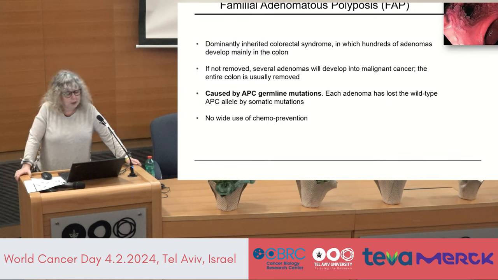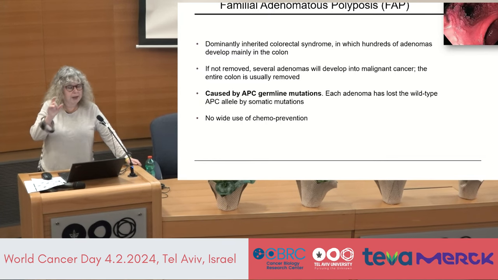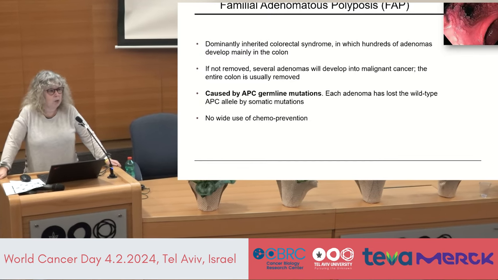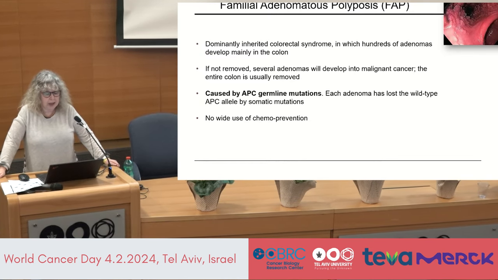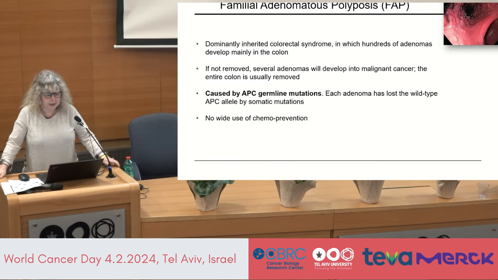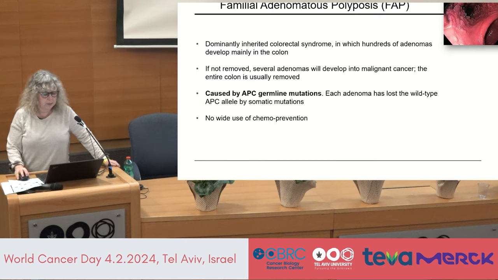Now, FAP is caused by APC germline mutations. So in each adenoma of the affected individual, we will have lost one allele due to a germline mutation, and the other due to a somatic mutation. So even in the smallest lesion, we see complete loss of APC function. And there's really no real treatment except for the operation.